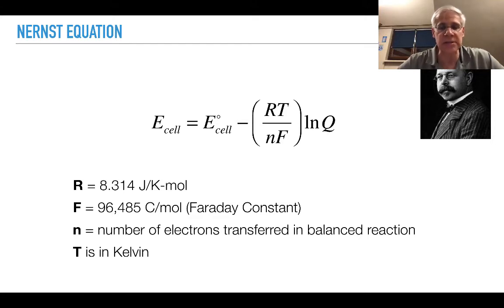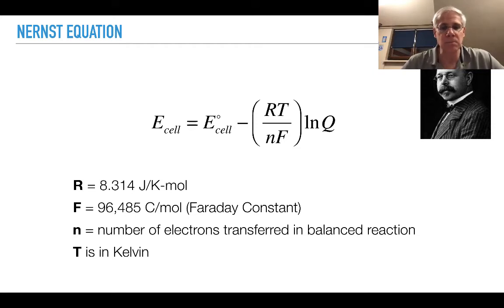And that Q is exactly what we saw earlier in the course. It's equal to products over reactants. And you do have to remember to look at the balance of the reaction and apply those balancing coefficients as exponents in your Q equation. So you can't forget to do that. Our R is still joules per Kelvin mole. Our temperature is in Kelvin. Our N is still the number of electrons transferred in the balanced reaction, and F is that Faraday constant there.